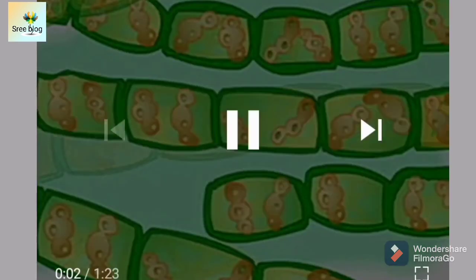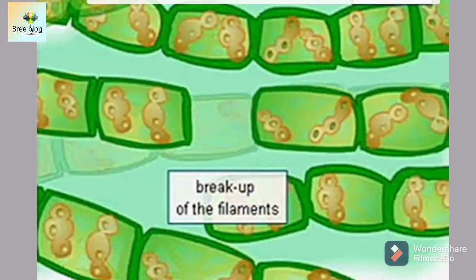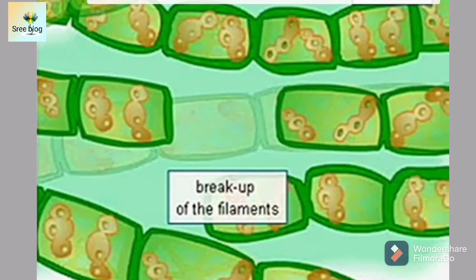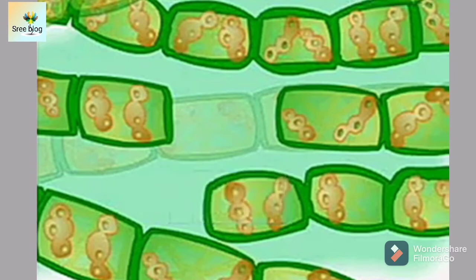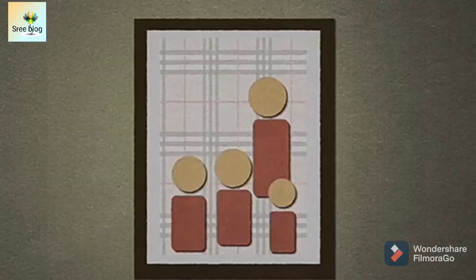Fragmentation. The fragmentation process in Spirogyra. The filaments of Spirogyra reproduce asexually simply by the breakup of filaments into small sections, called fragmentation. These filaments consist of many identical cells. Each is capable of developing independently.